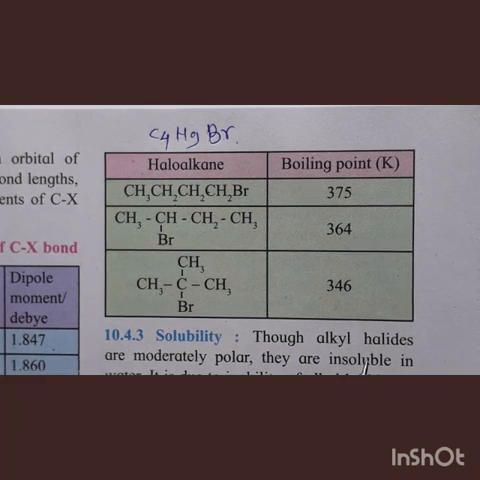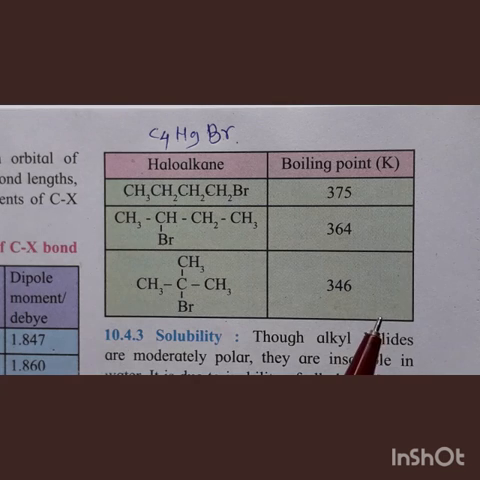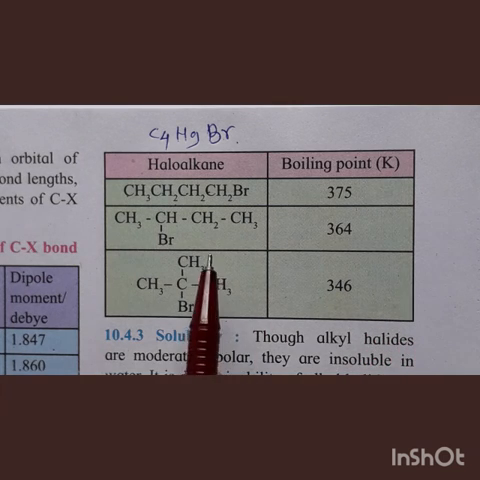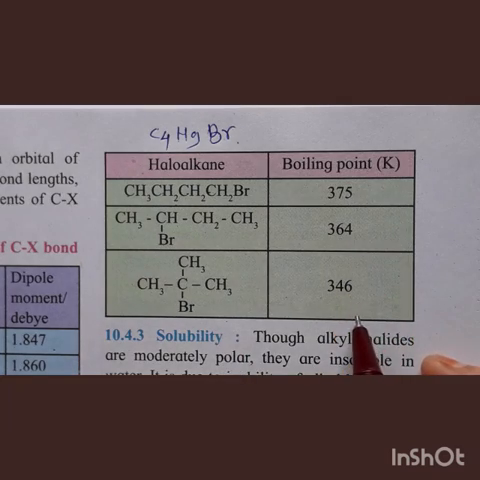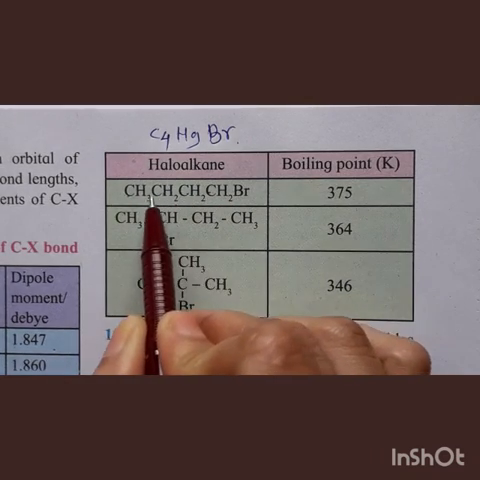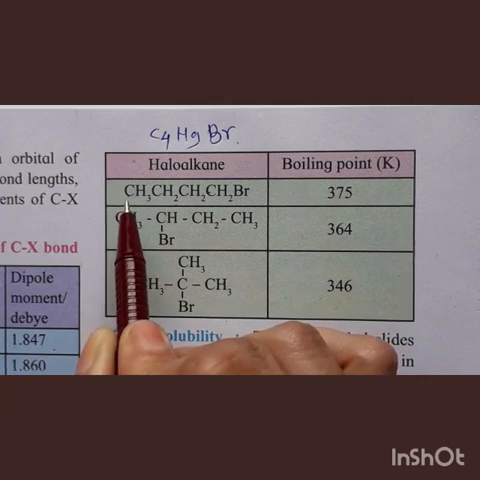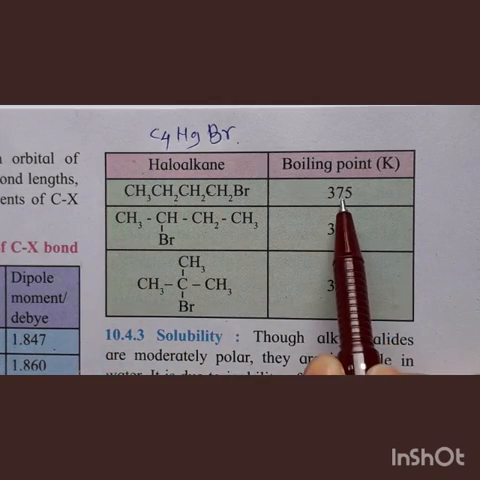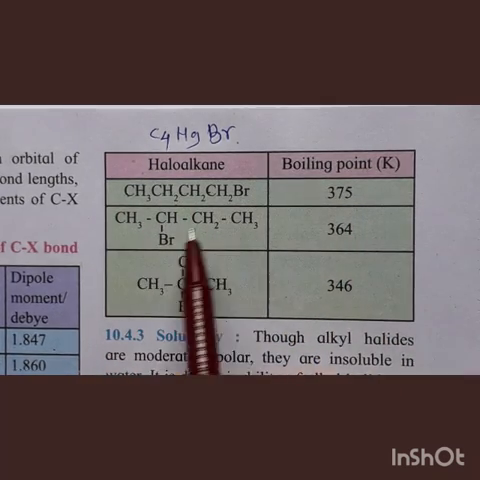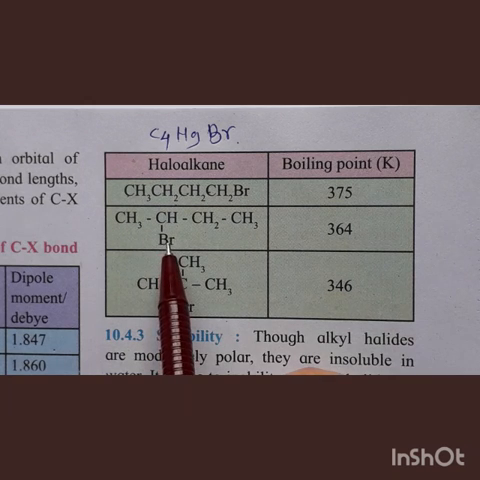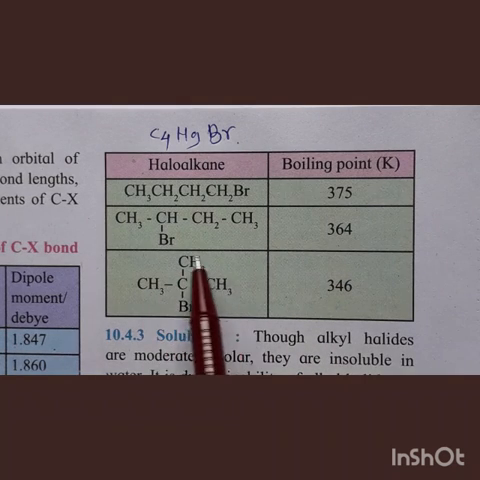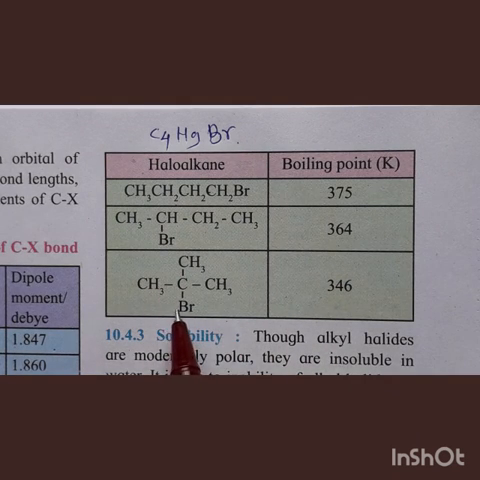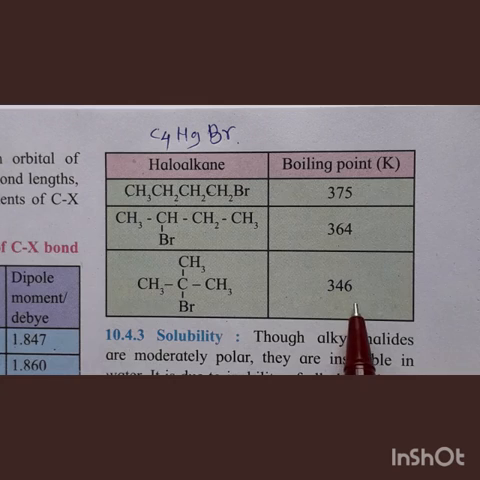Now what I told, as the branching increases, surface area decreases, and as the surface area decreases, boiling point also decreases. In the first example you can see no branching is there, a straight chain compound is there, so the boiling point is 375. Here only one branch is there. So branching is present over here, so boiling point decreased. Again here you can see more branching is there in this compound, so again boiling point has decreased.